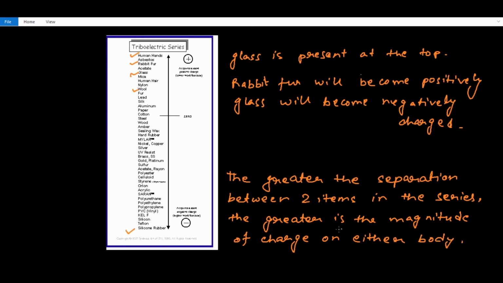And the body which is higher up is positively charged, and the body which is lower down is negatively charged. Those are the only two things to remember.